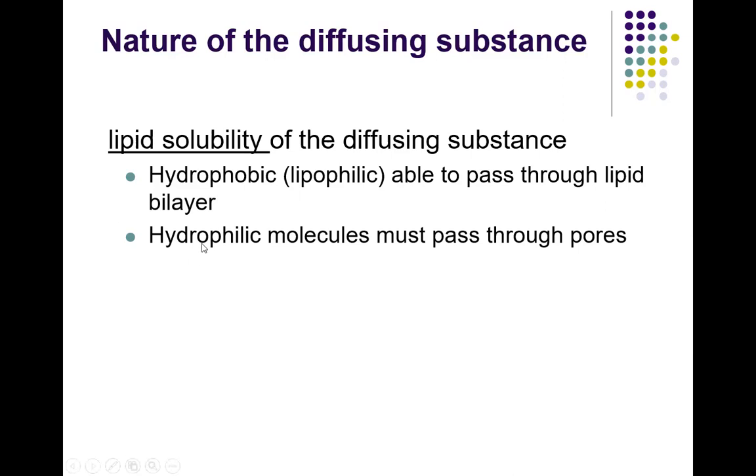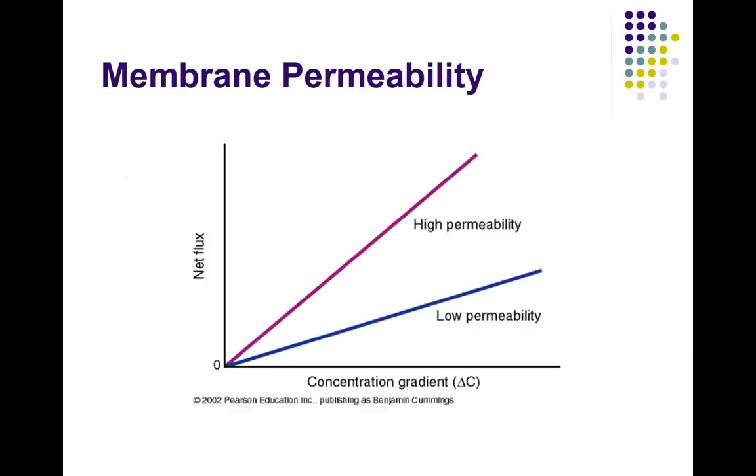So it's important to know what things are charged or polar versus what's uncharged and nonpolar, because your uncharged, nonpolar substances, the hydrophobic kind of substances, can go right through that plasma membrane, whereas if you are charged or polar, so hydrophilic, those molecules have to go through pores or channels. They can't go through that membrane. So here, this is showing you concentration gradient. Here's low permeability and high permeability.